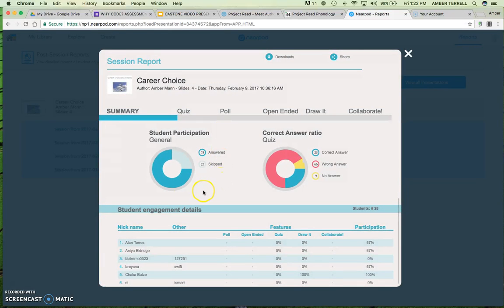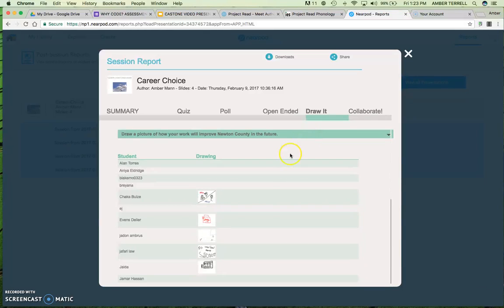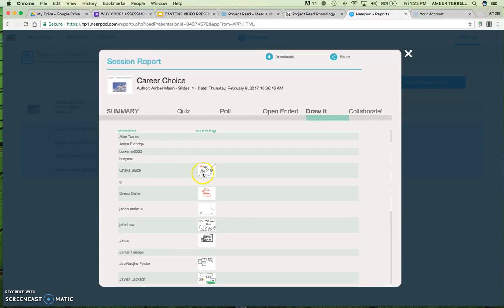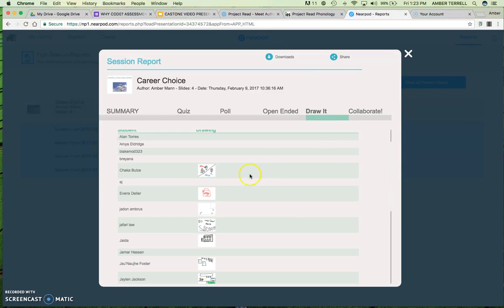And you can see here a summary of those students who participated in each activity. You would see your correct answer ratios. And then let's go to Draw It. And you can actually see the drawings that students created showing how their work would improve our county.